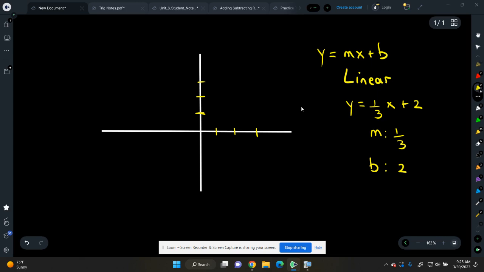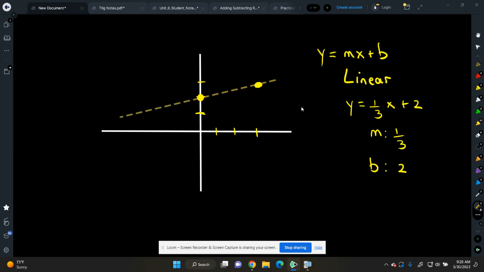Okay, we would plot the y-intercept, and then we would plot the slope. What's the slope? 1/3, which means we go up one. Good. So starting here at this y-intercept, we would go up 1, and we would go over 3, and then we could graph our line.